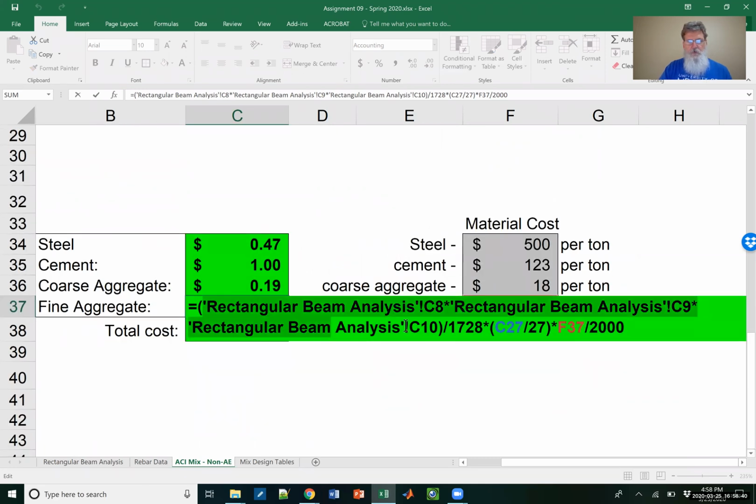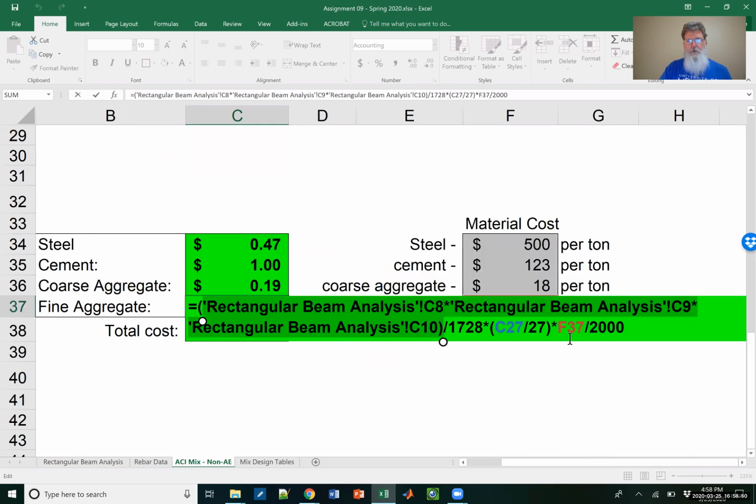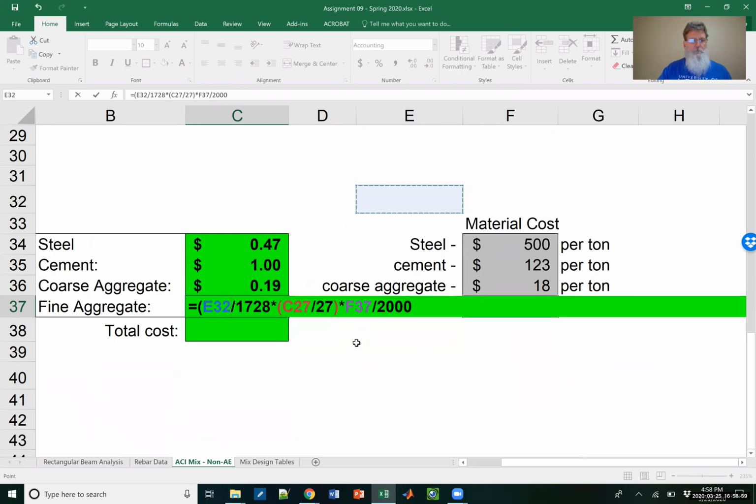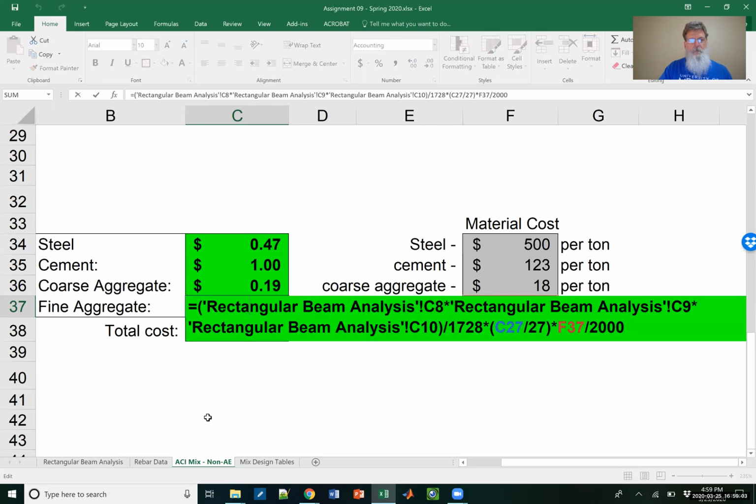Again, you can see that's the volume of the beam. Conversion to cubic feet. 27 is the fine aggregate in the mix. And then the unit cost. So I'll pause here for a second. You can pause the video now if you need to and make sure that's working for you.